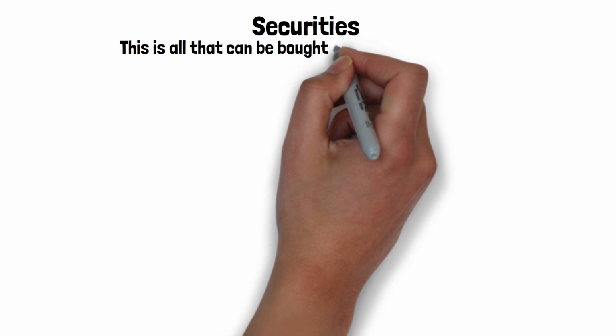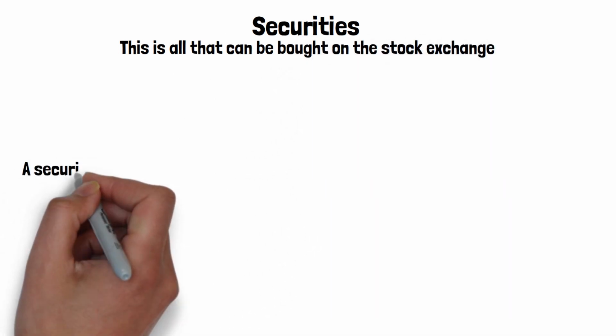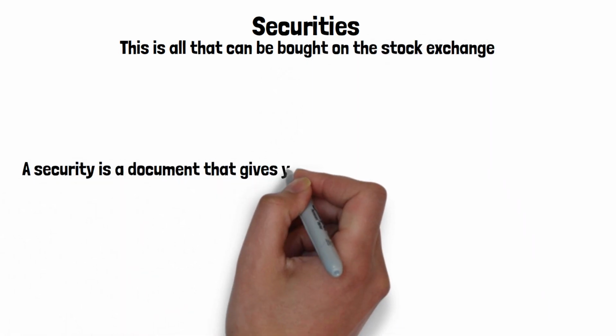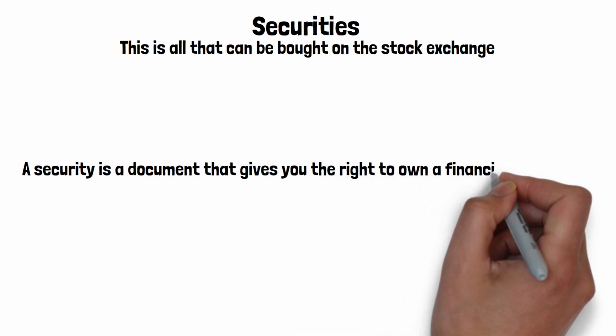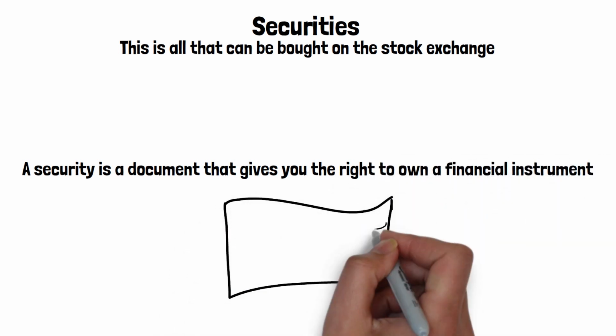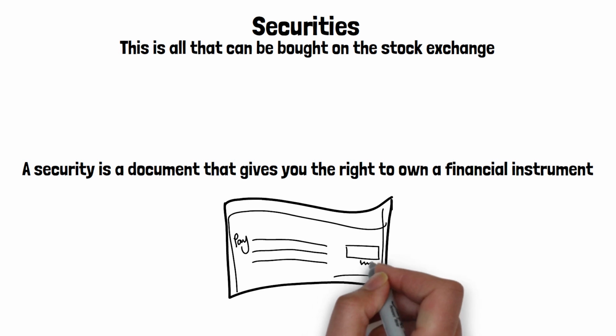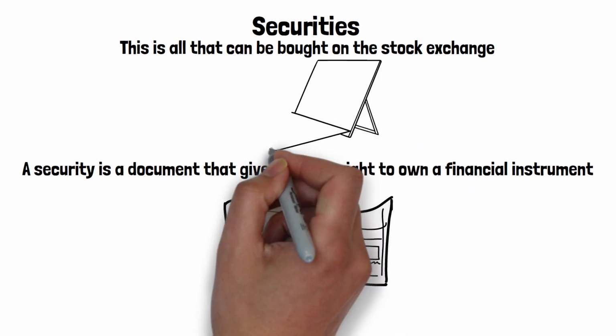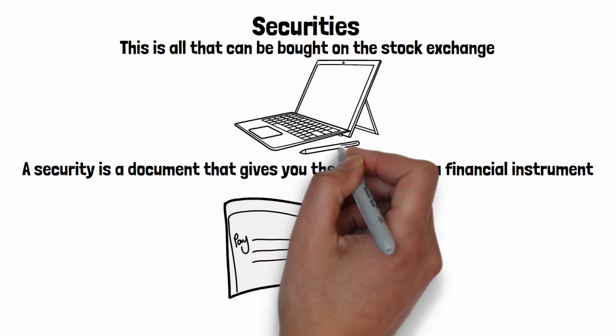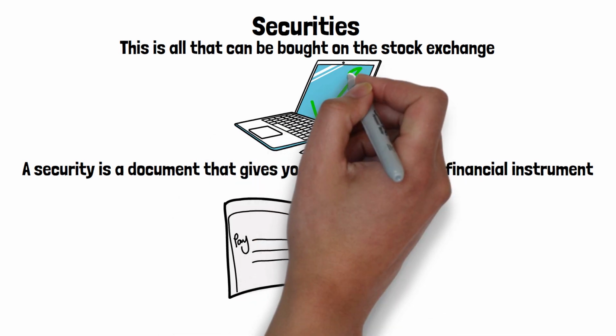Securities. This is all that can be bought on the stock exchange. A security is a document that gives you the right to own a financial instrument. The most common securities are stocks and bonds. In fact, securities are electronic records that confirm that you are the owner of something.